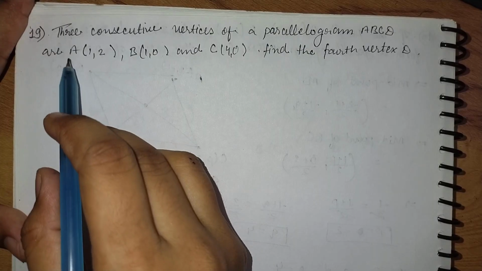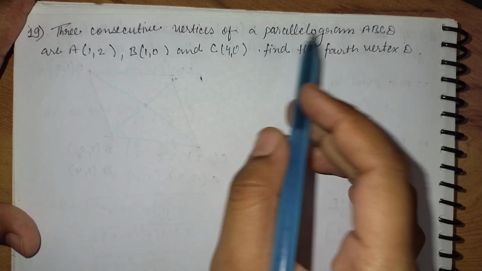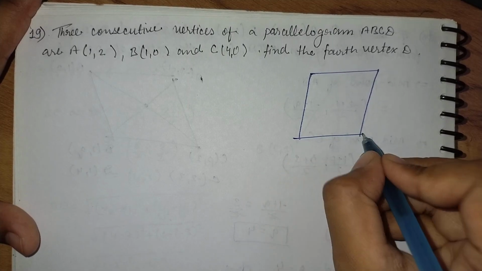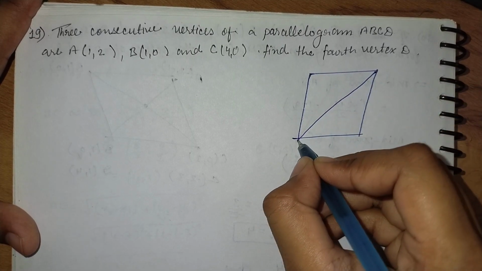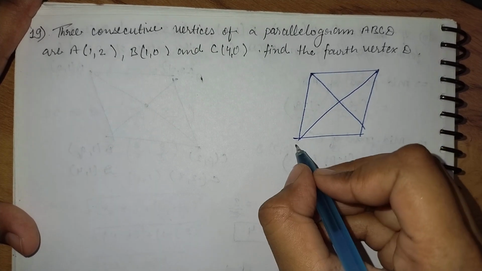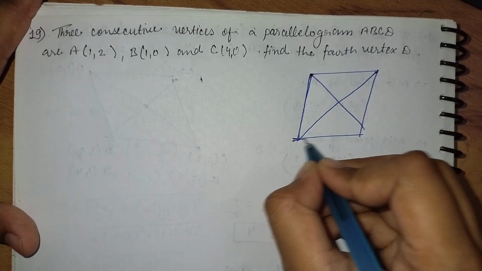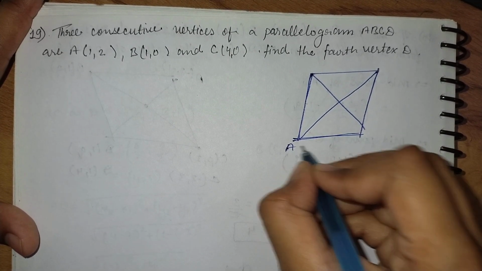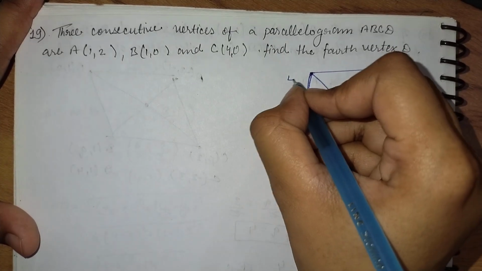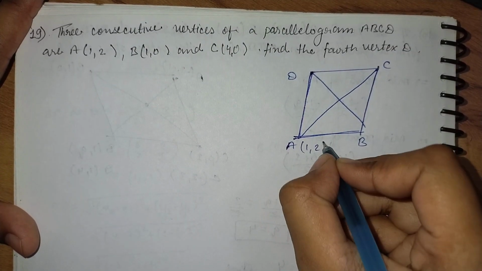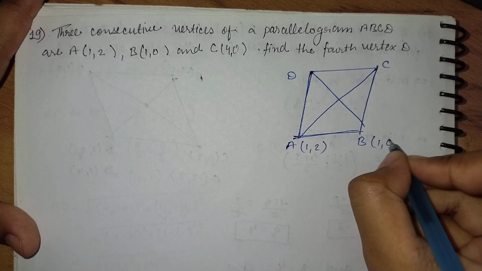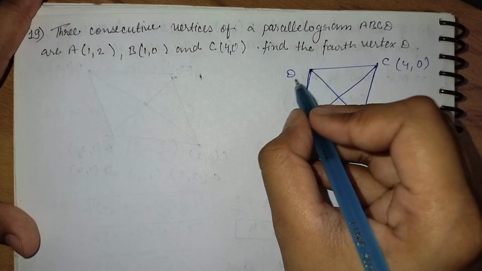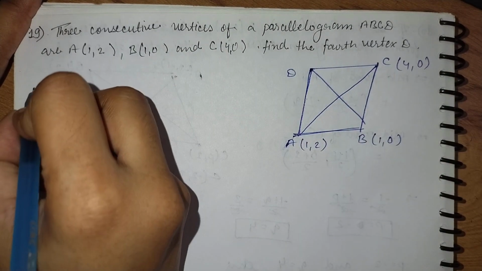Now let us solve question number 19. There are three consecutive vertices of a parallelogram. Let this be the parallelogram ABCD here. Simply if we write here, it is A, B, C and D. The coordinates of A are 1 comma 2, the coordinates of B are 1 comma 0 and the coordinates of C are 4 comma 0. We have to find the coordinates of D here.